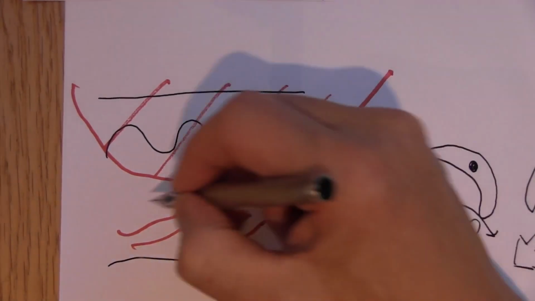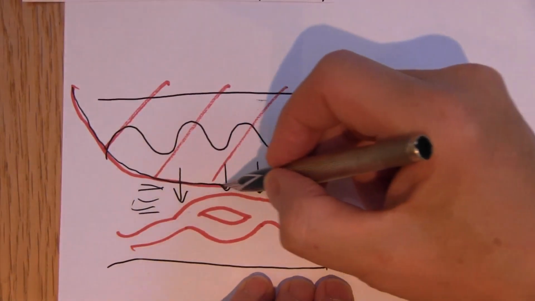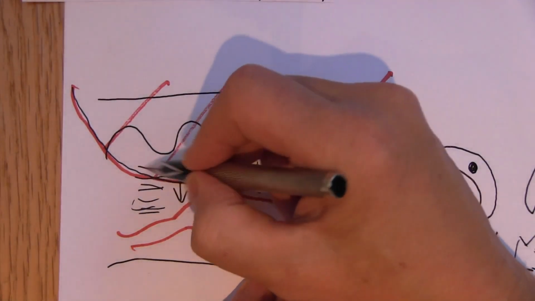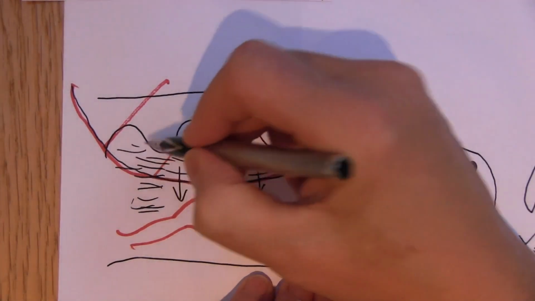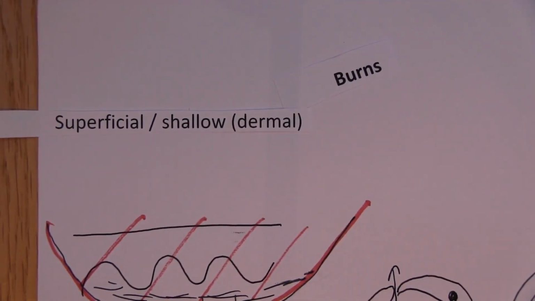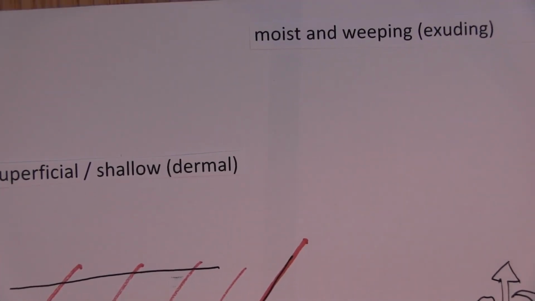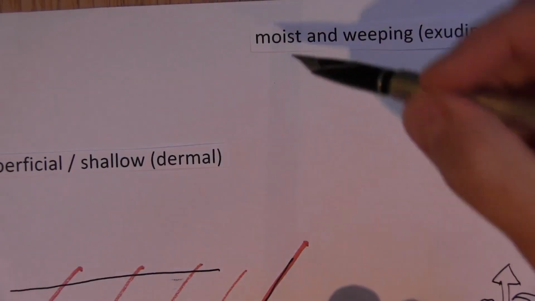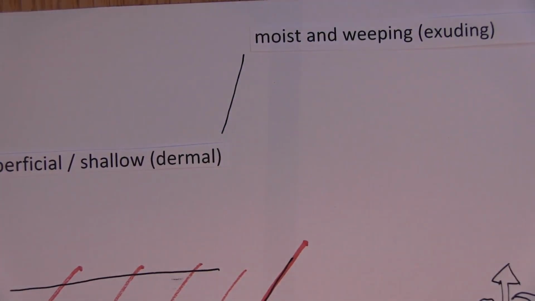tissue spaces here. But of course this is all lost here, so this is now the surface. So all these tissue fluids, the inflammatory exudates, the inflammatory fluids, are now in the base of the burn. So what we find is that these superficial burns are moist and weeping, or a better term is exuding. So the shallow dermal burns are moist and exuding for that reason.